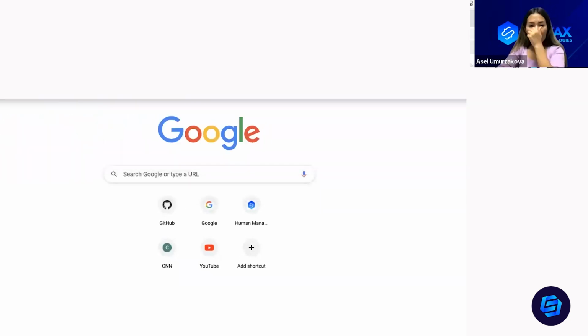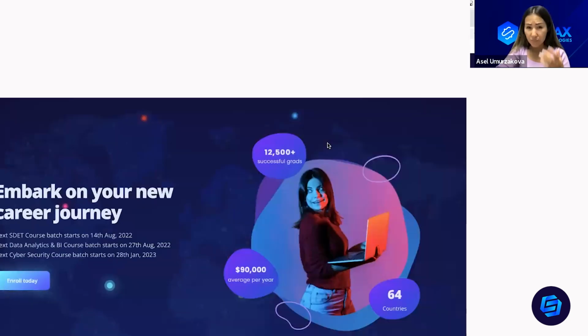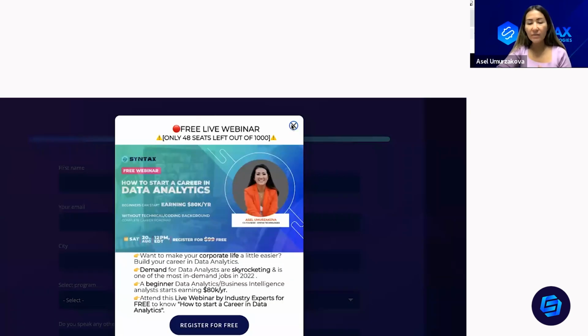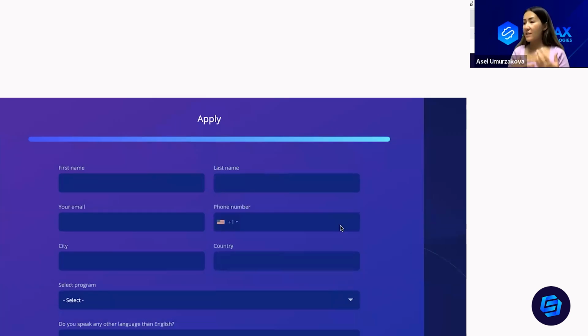syntaxtechs.com. Even when you were applying on our application and you clicked on enroll, from here we were collecting different values.